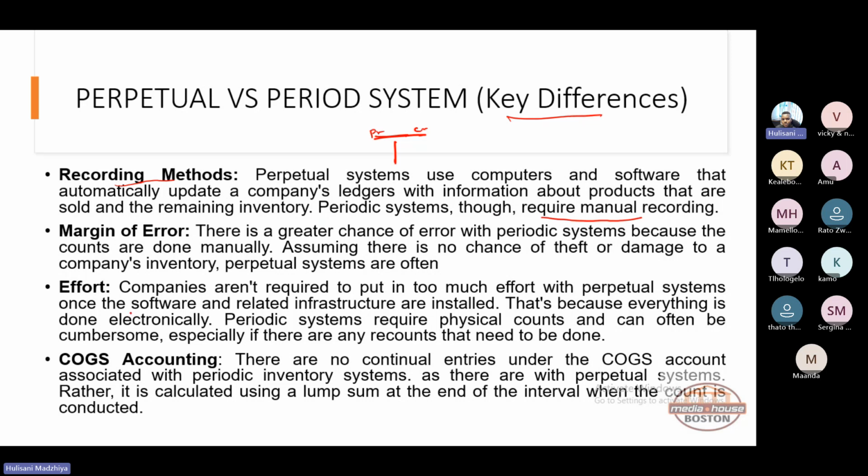And then in terms of margin of error, there is a lot of error that can arise through the periodic system, because everything has to be done manually, and if you miss something manually, you will not be able to see it. But once everything is done automatically through computerization, you'll be able to notice that the sheet is saying 20 here, but we have got 19, which means that there is a miscount of an item. So you go and recheck that.